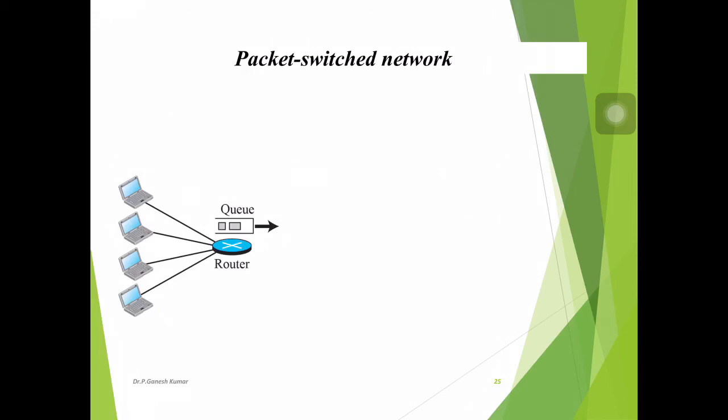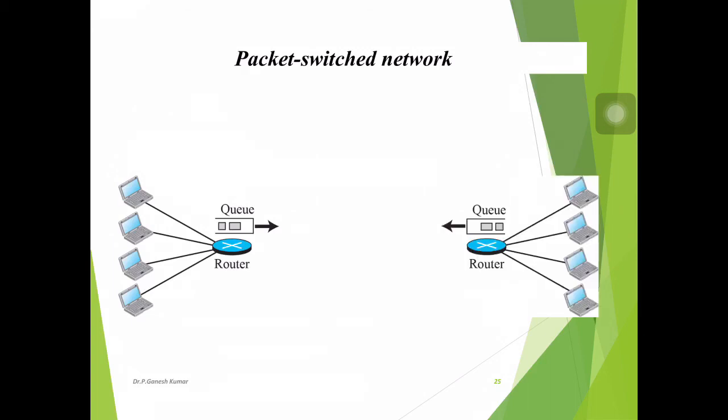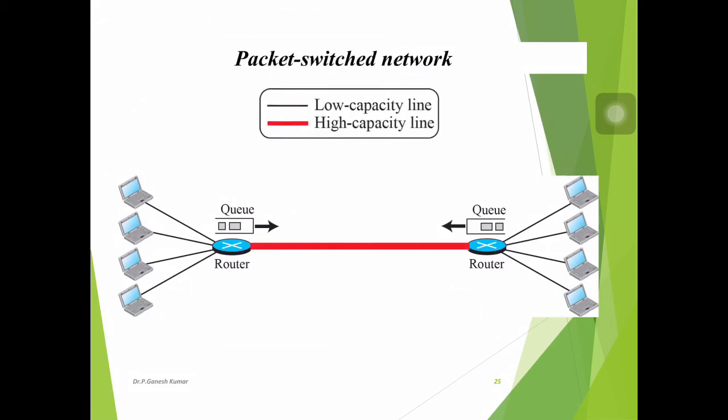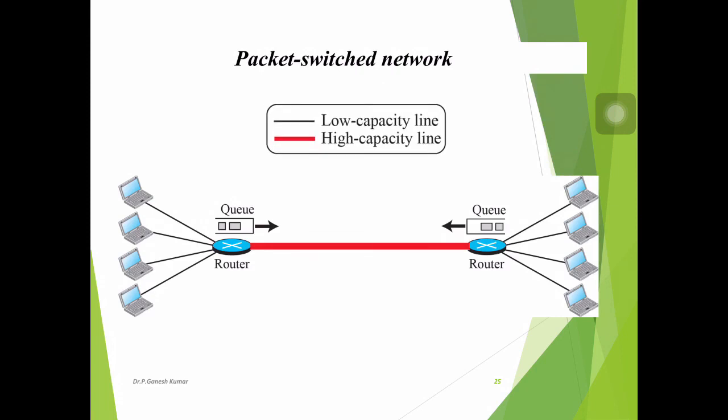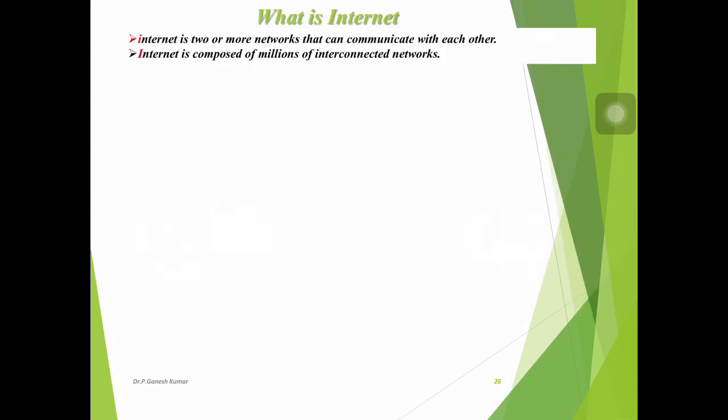Next we can see the packet switching network. Four devices are connected to one router via the network, where each node generates multiple packets. All the packets come into a router, which has a buffer where the packets are queued. Similarly, other router to router connections are high capacity lines. But the basic principles are the same, with only some technical differences.